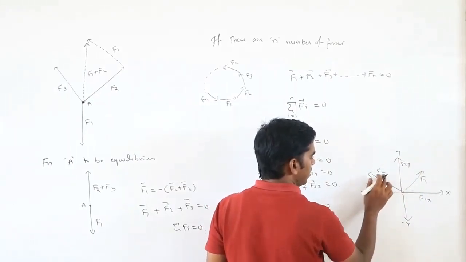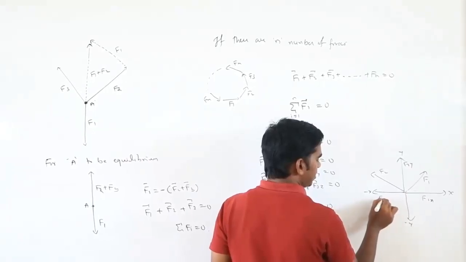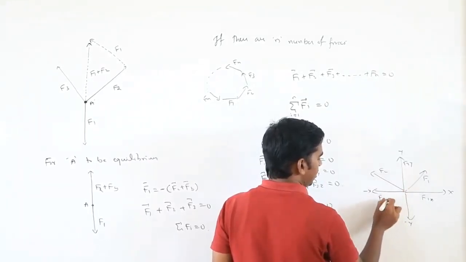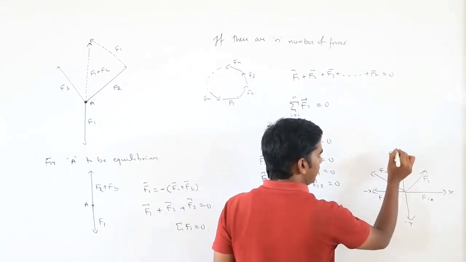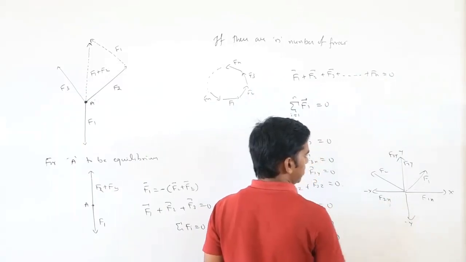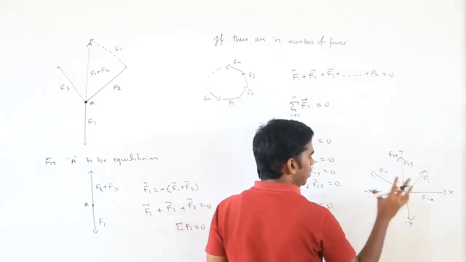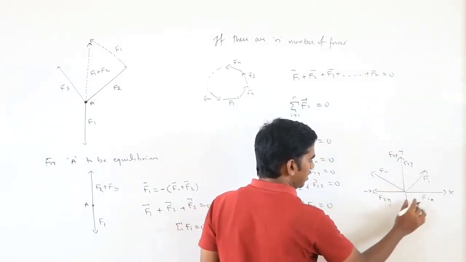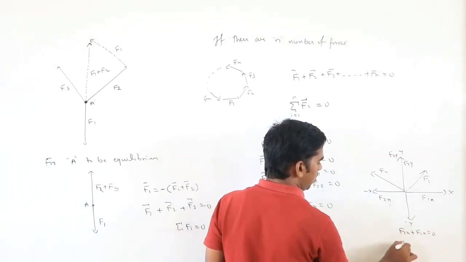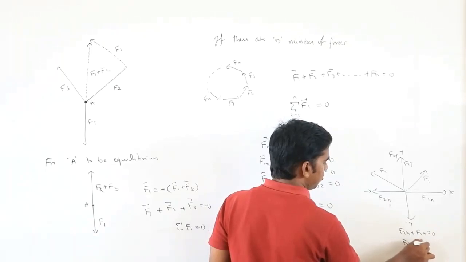Similarly for this one, its x component is what? X component is F2y, and its y component is F2x. Okay, so that means their individual sums of components also, that is F1x plus F2x should be 0, and F1y plus F2y should be 0.